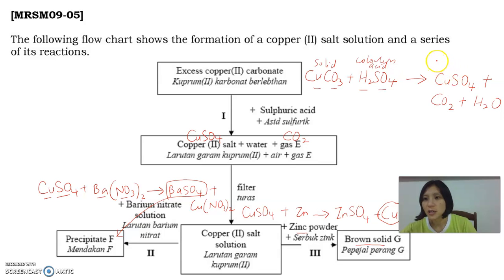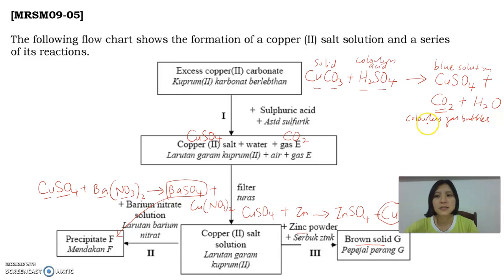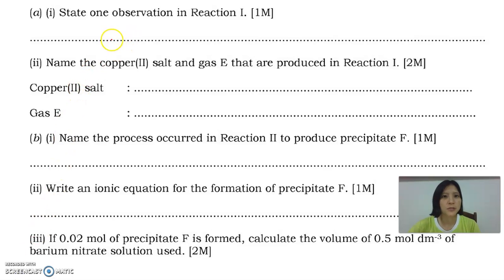The first is that a blue solution is formed, because we know that copper 2 sulfate is blue in color. The other thing we notice is this carbon dioxide gas. When gas is produced, what do you see? You see colorless gas bubbles. So you can see two different observations: one is a blue solution is formed, another is colorless gas bubbles are produced. So that's question number 1, the observation.